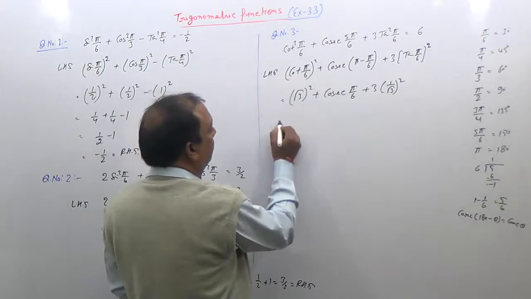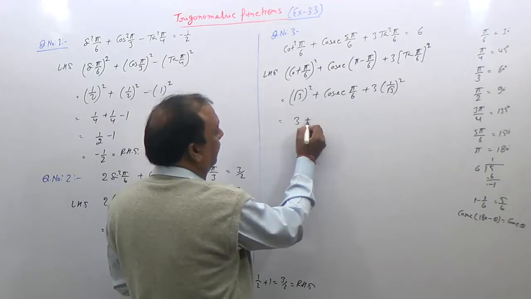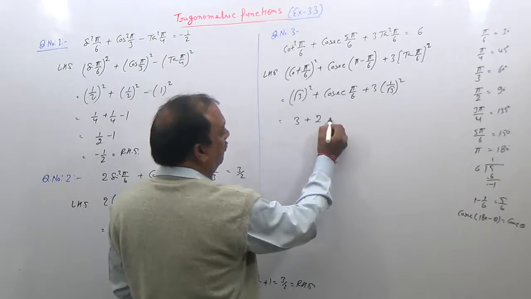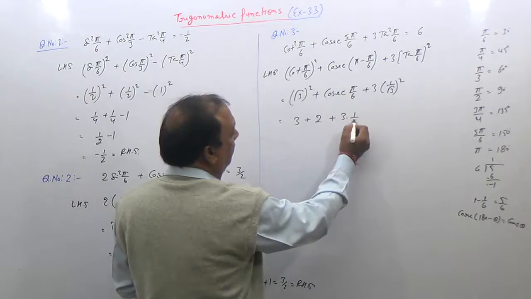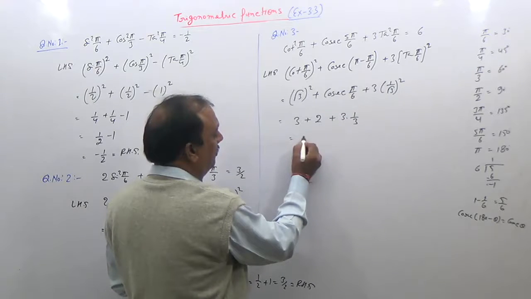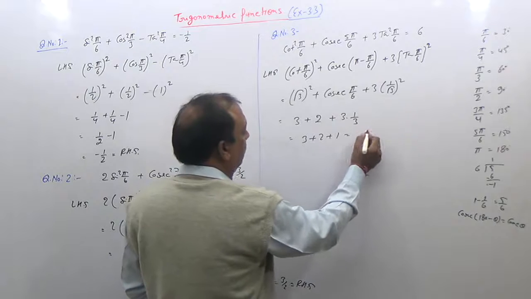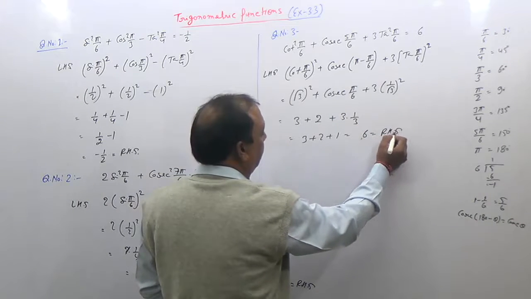Squaring this one, cosec pi by 6, cosec 30 is 2, and 3 into 1 by 3. So 3 plus 2 plus 1 is equal to 6, which is equal to the right hand side.